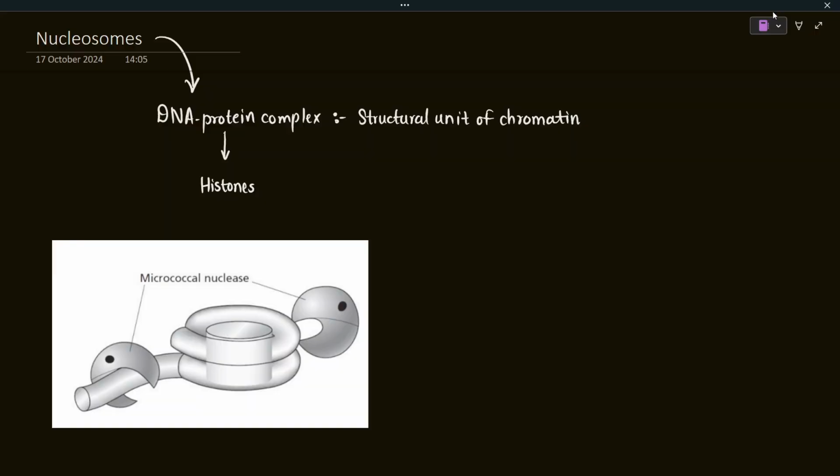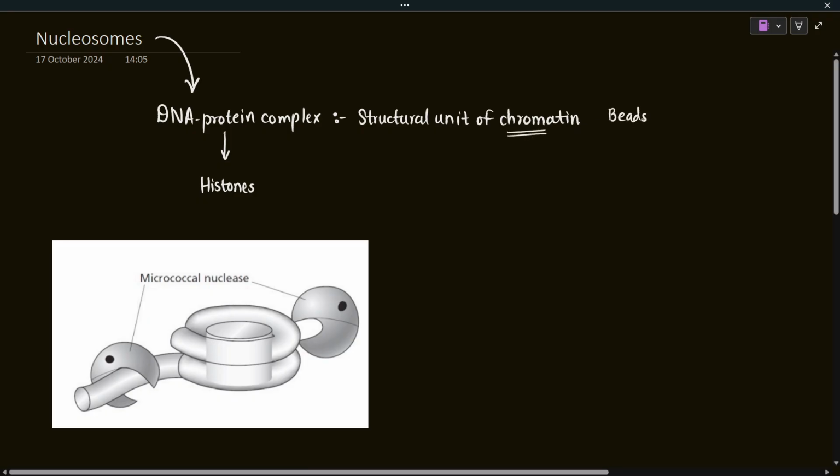Hello and welcome back. So today we'll be learning about nucleosomes. In the last class, we learned about different degrees of compaction of DNA. In that lecture, we learned that the first level of folding of DNA is known as chromatin. It is also known as beads on string structure, which is 11 nanometer fiber, and it looks something like this.